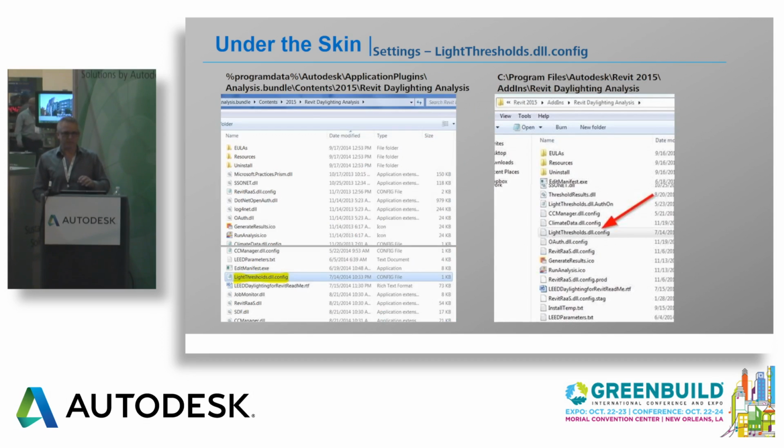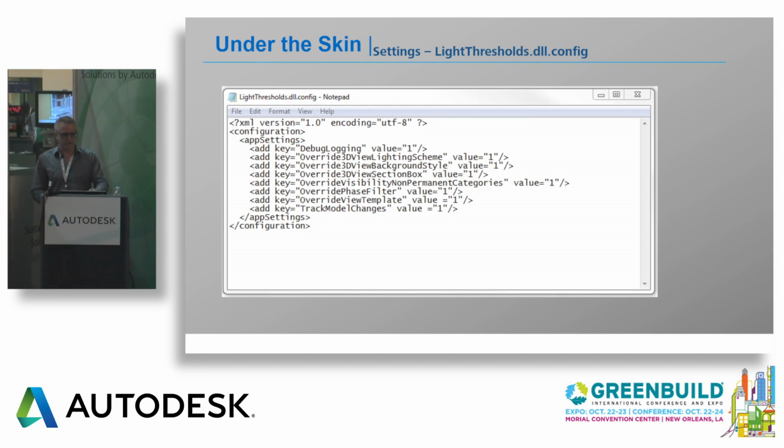And then beyond that, we also have made a config setting for all of these automated settings so that you can turn off the automation and manually set everything during the process. So in the config file, you can basically set all these 1s to 0, and you can set section boxes, you can set the visibility of different objects, and automatic tracking and phasing and design options and all that. You can set those manually.